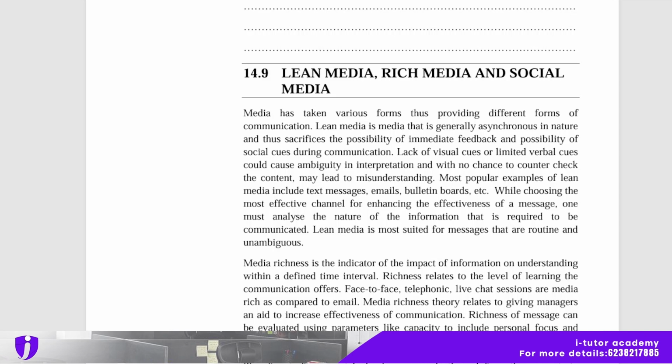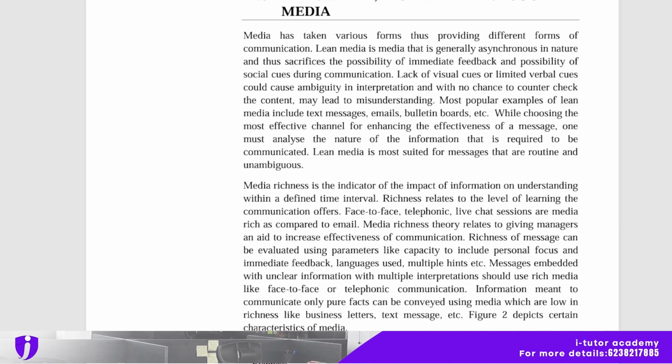While choosing the most effective channel for enhancing the effectiveness of a message, one must analyze the nature of the information that is required to be communicated. Media richness is the indicator of the impact of information on understanding within a defined time interval. Richness relates to the level of learning the communication offers. Face-to-face, telephonic, and live chat sessions are media rich compared to email.